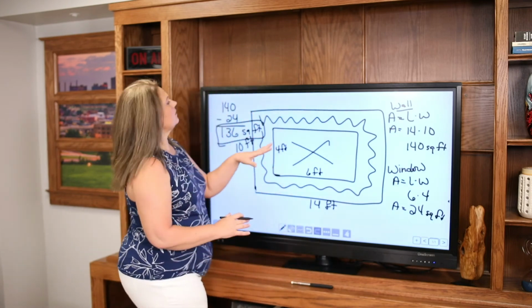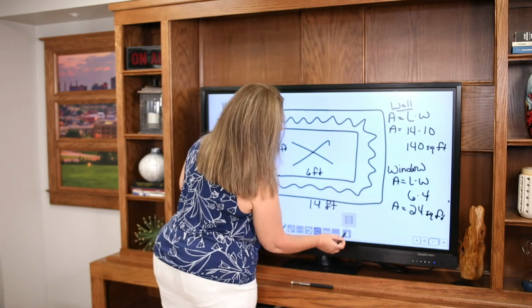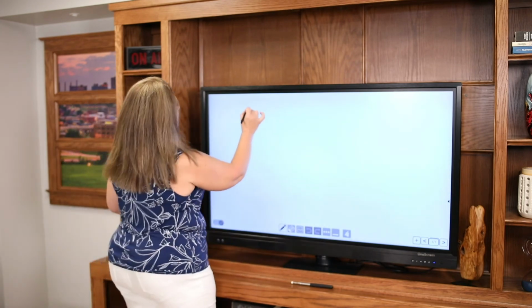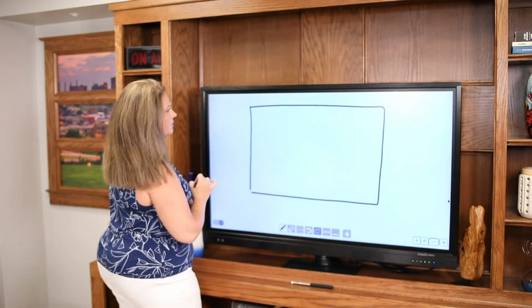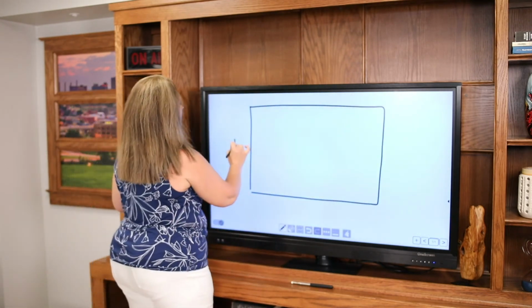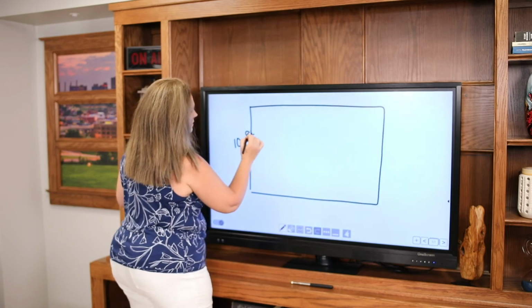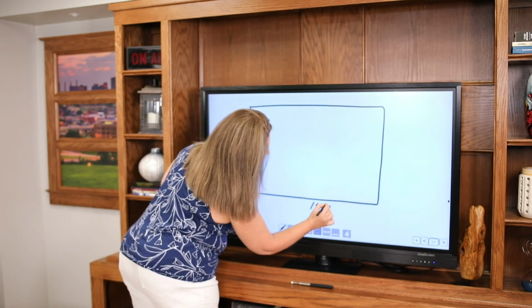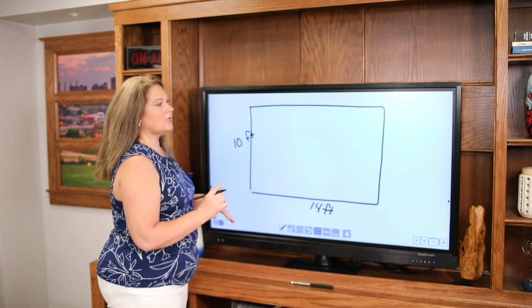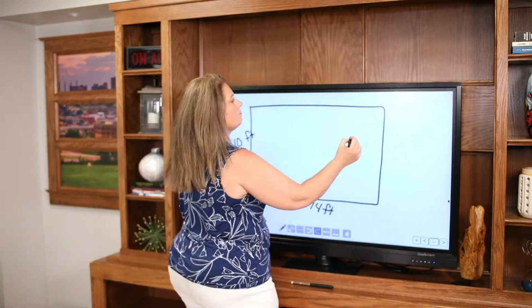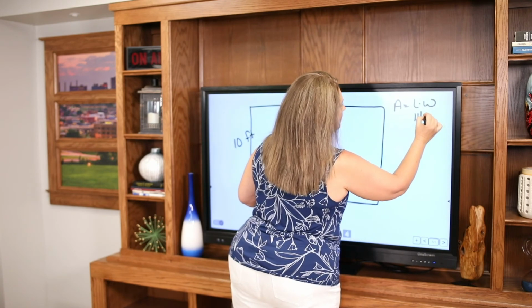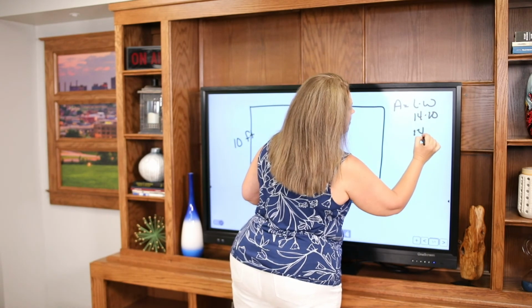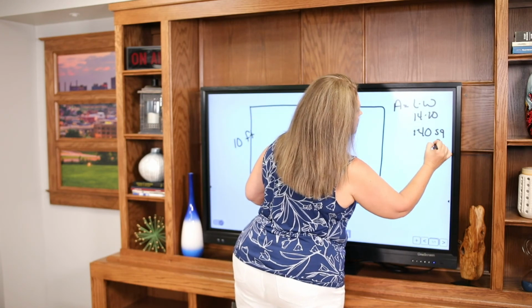What if I have the same dimensions, but I have 2 windows instead of a bay window? Hope that looks like a rectangle. So this is going to be my 10 feet. This is going to be my 14 feet. We've already done that math problem. So I'm going to write that off to the side. So I know that's 140 square feet.